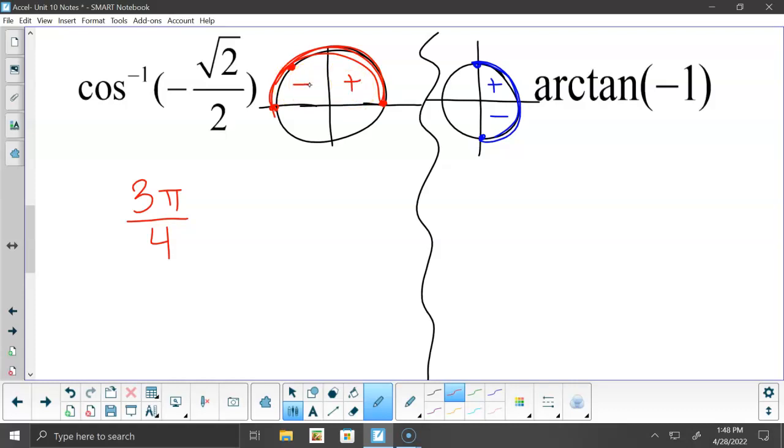Did you notice it goes for the two quadrants that are touching each other, which covers positive and negative values right away? That's the easiest way to remember this. Okay, so where is tangent negative 1? 7 pi over 4? Is that between my restrictions? Nope. Can you give me a coterminal that is between my restrictions? Yep, negative pi over 4.